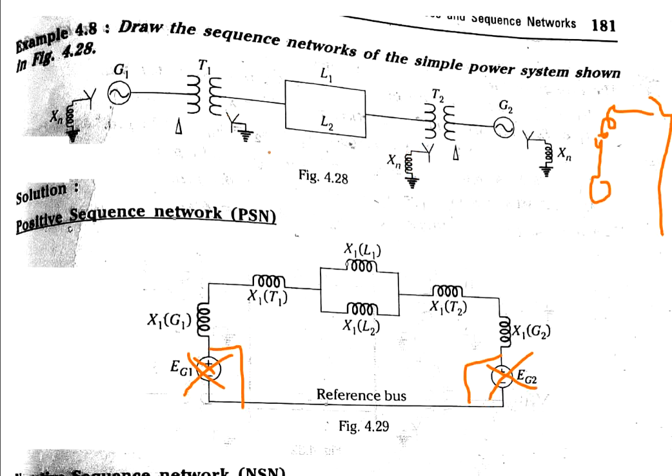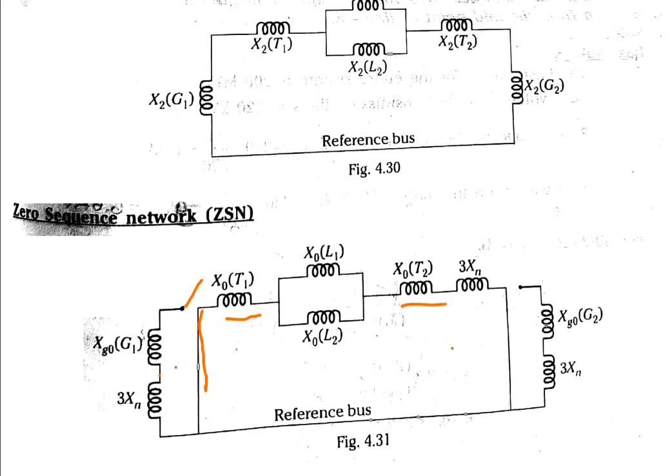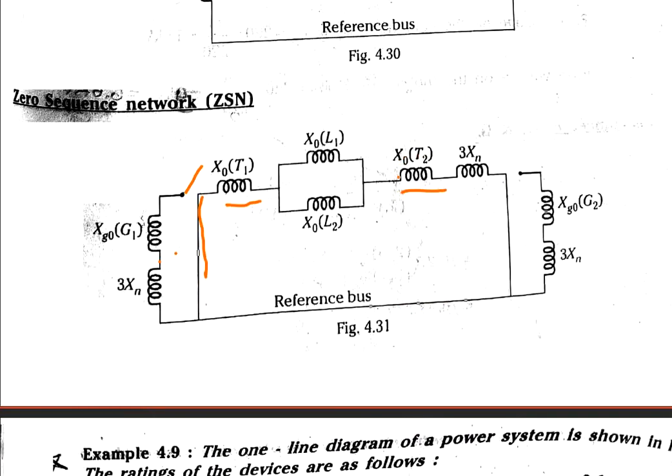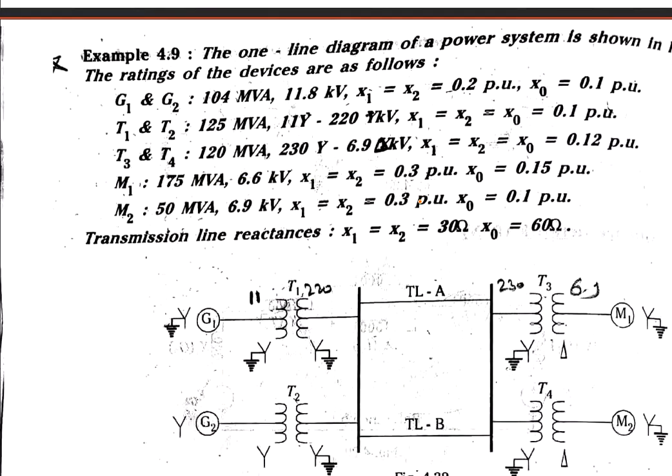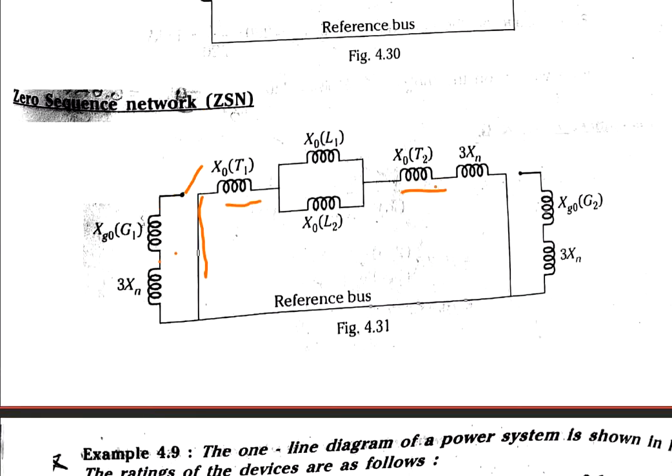Here you can see the difference: here it is connected directly to ground, solid grounded, but here it is grounded through a reactor. Because of that we have used this 3Xn here. So wherever there is grounding through a reactor, you need to add 3Xn. Any doubt?